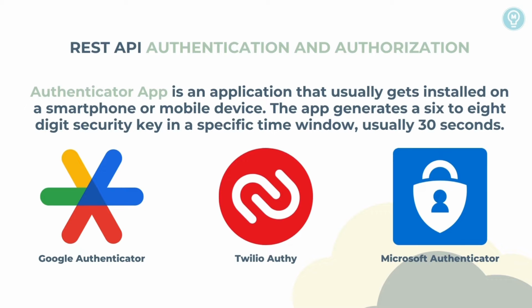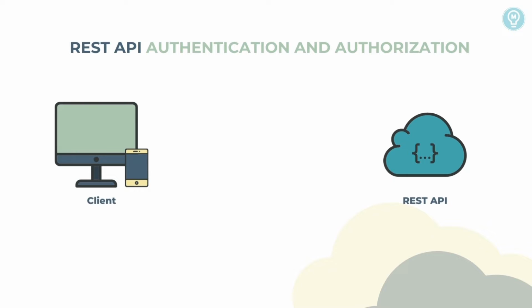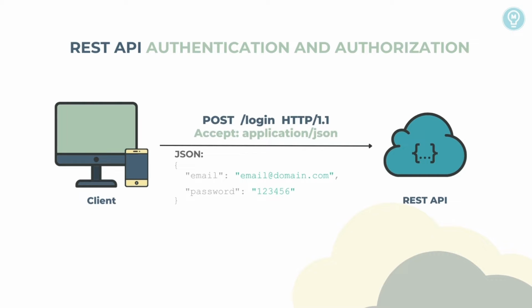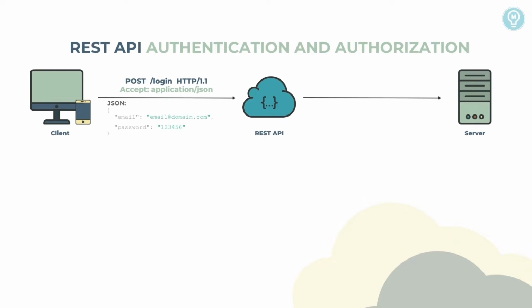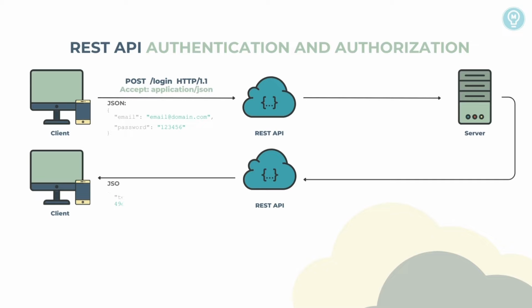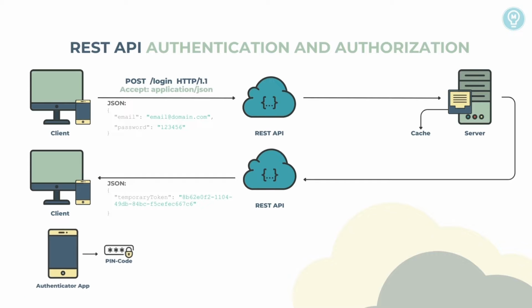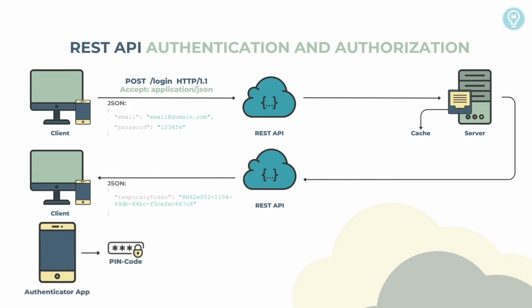So by using an authenticator app, the client still has to make a request to a login endpoint, sending the credentials in the request body. When the API receives these credentials, the server will send a response to the client with the temporary token stored in the server's cache. And in parallel, the authenticator app is generating PIN security codes every 30 seconds.